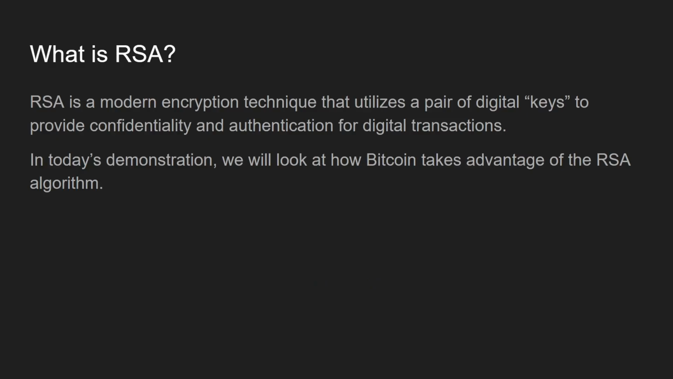So first, for those who aren't familiar with the topic, RSA is a modern encryption technique that utilizes a pair of digital keys to provide confidentiality and authentication for digital transactions. In today's demonstration, we will look at how Bitcoin takes advantage of the RSA algorithm using a simple program that I wrote in Python, and I'll follow up with a real-time demonstration of that program.